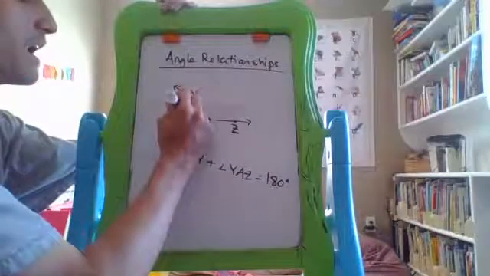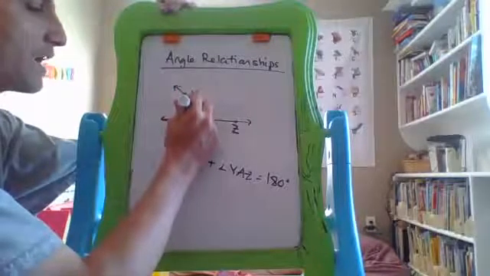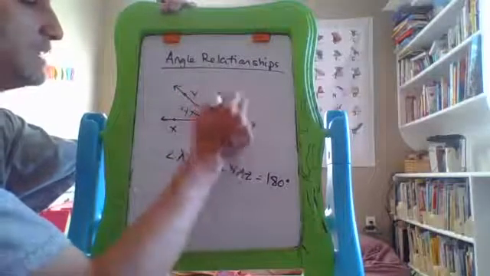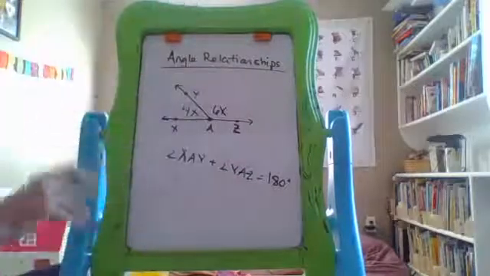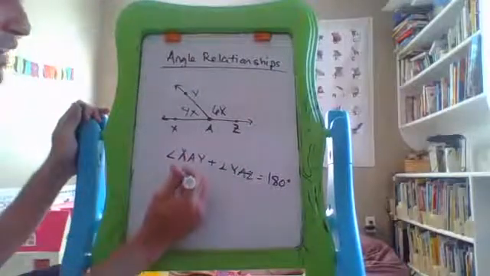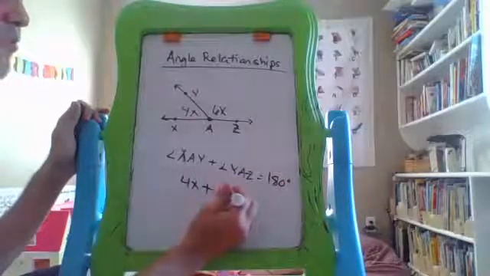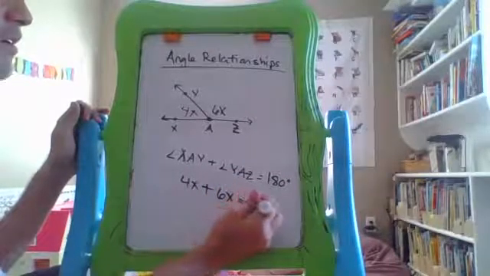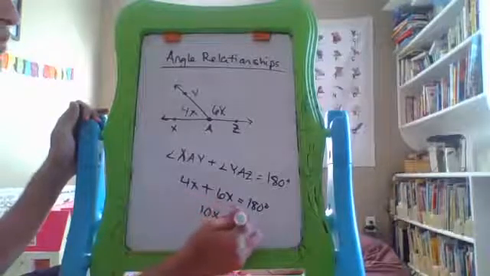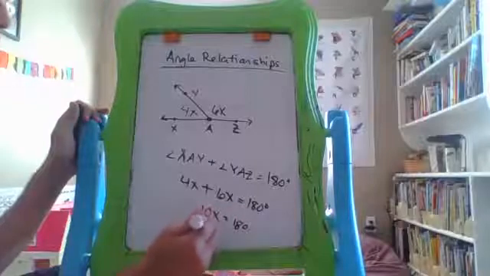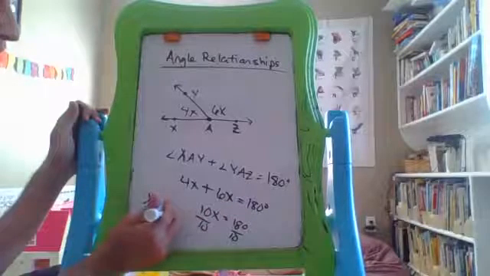Maybe XAY has no numeric value. Let's just say it's 4X, and YAZ is, we'll say, 6X. Can we solve this? Sure. We just plug our variables into our equation right here, and I get that 10X equals 180. Divide by 10 on both sides, and I get X equals 18.